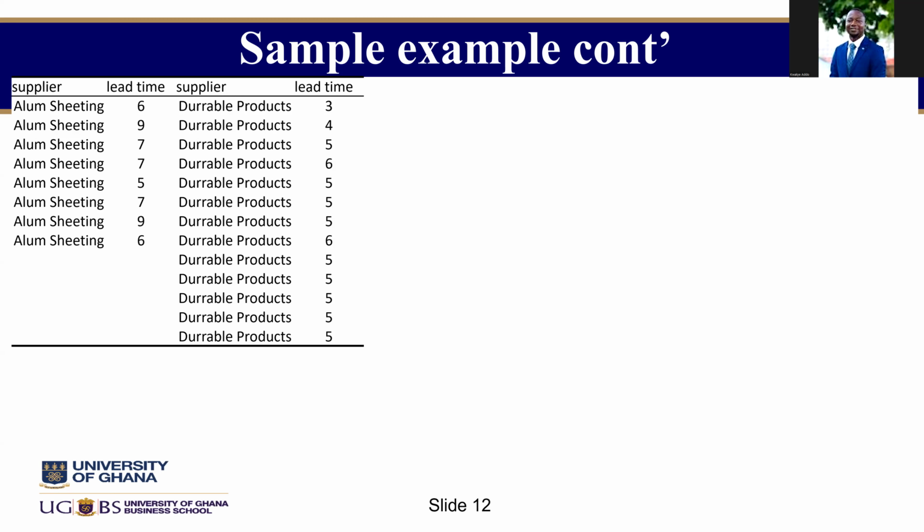Yes. So as he said, we are not using the same sample size, and what we are trying to do is to find the average. So if we don't have the same sample size, we would have skewed results. Okay, so the lead time for the durable products, we have more information about that than the lead time for the alum sheeting. That's what I mean.